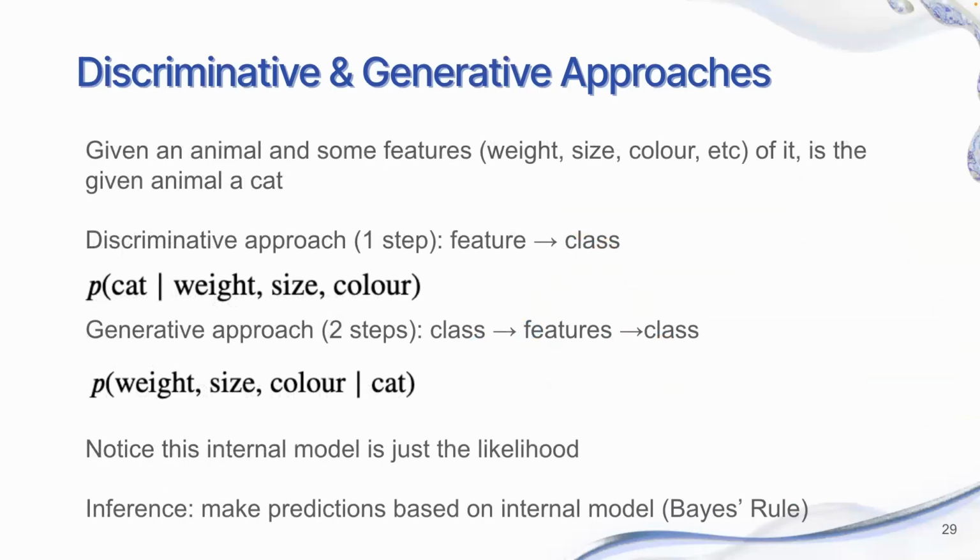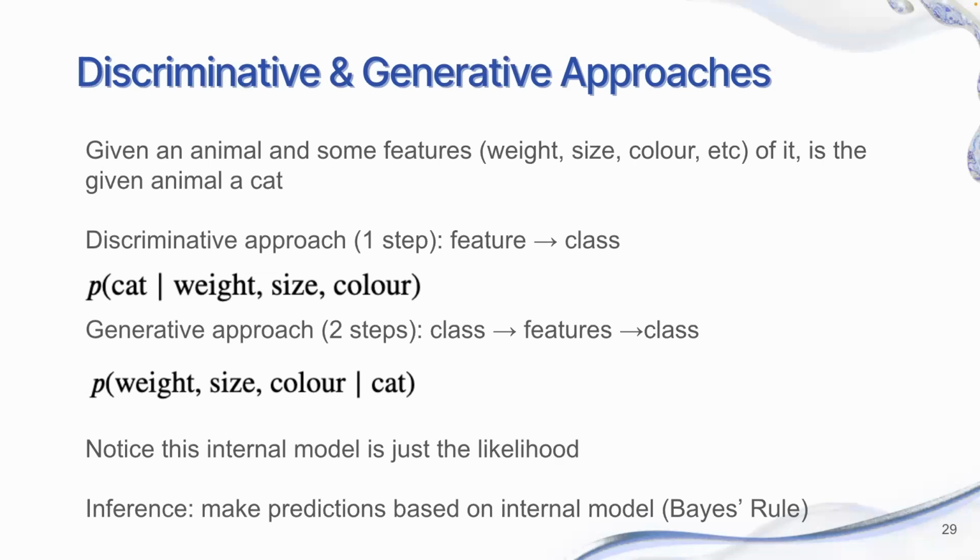So here's an example. Let's say I give you an animal and some of its features, like weight, size, color, etc. And you're trying to predict whether, given these features, the animal is a cat or not.